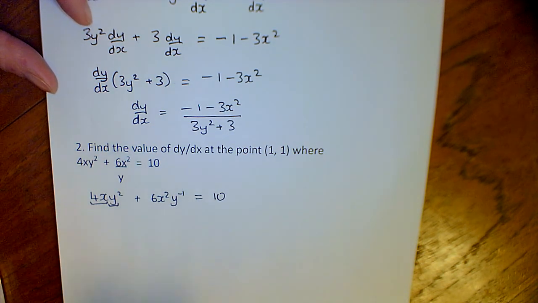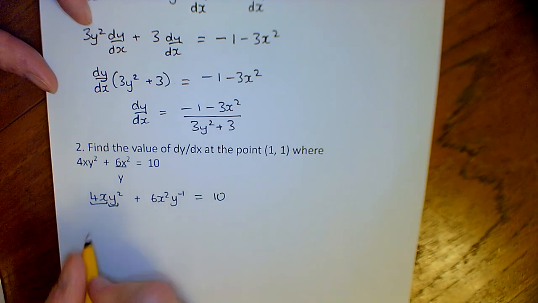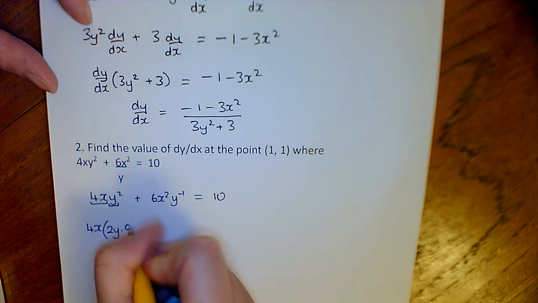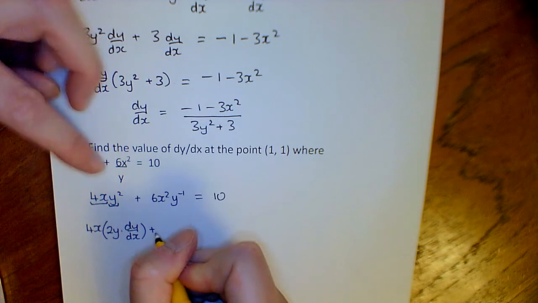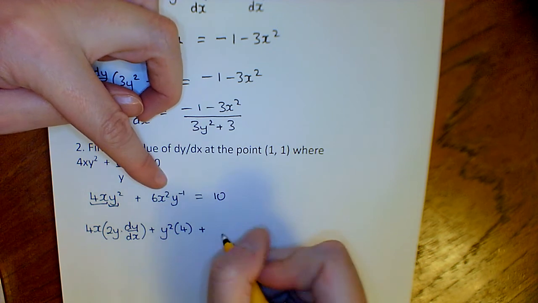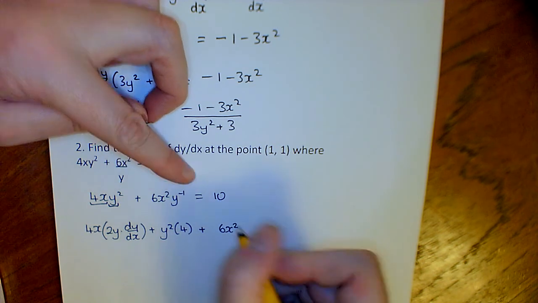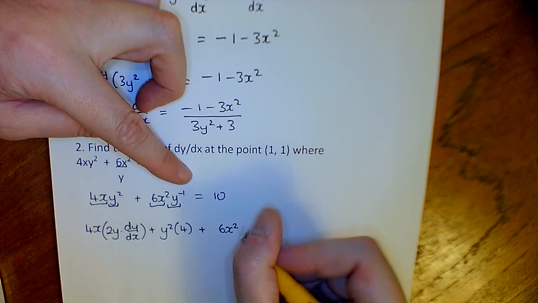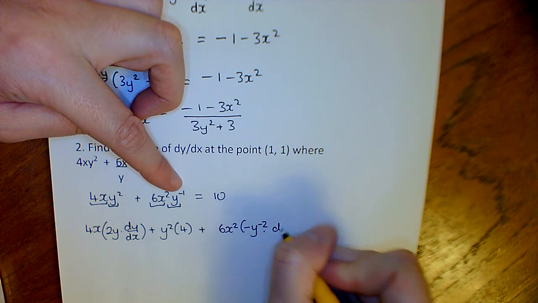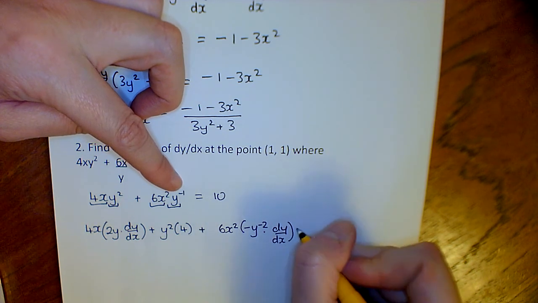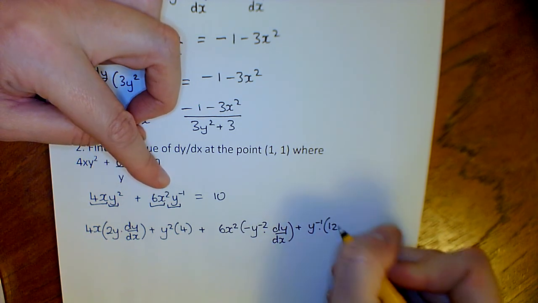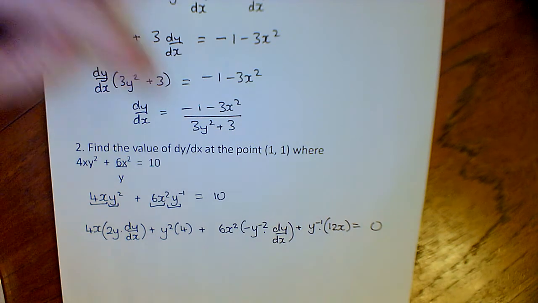So product rule then on our first term. So it's 4x times differentiate y squared, we get 2y, it's a y, so multiply it by dy by dx, plus y squared times differentiate 4x, and we get 4, plus 6x squared, so these are our two products here, times differentiate y to the power minus 1, we get minus y to the minus 2, it's a y, so times by dy by dx, plus y to the minus 1 times differentiate our 6x squared, we get 12x, and differentiate 10, we get 0.